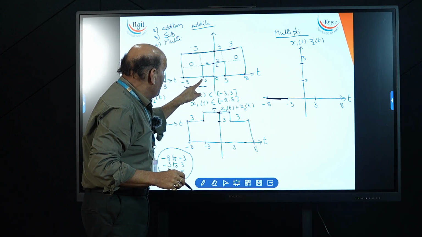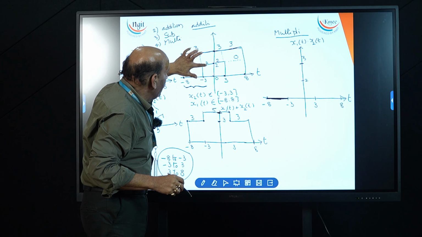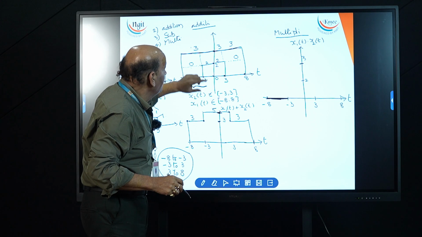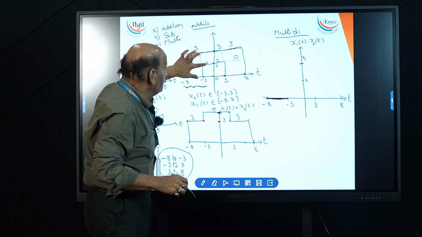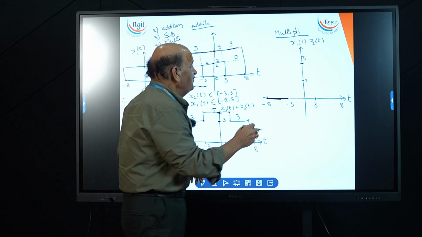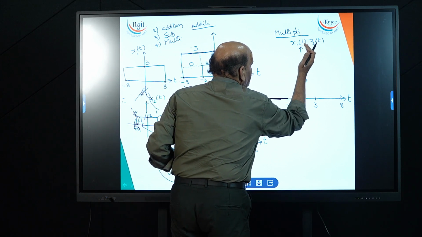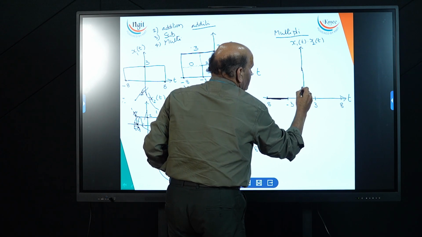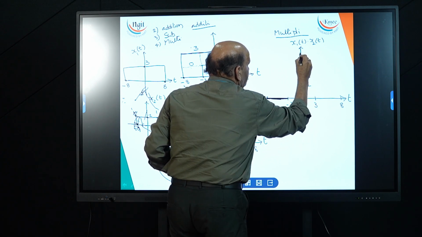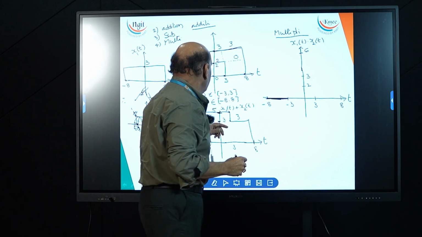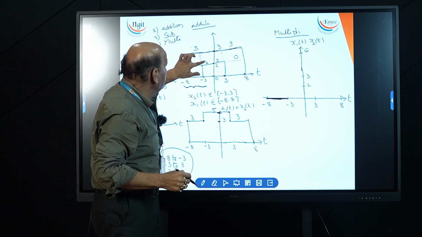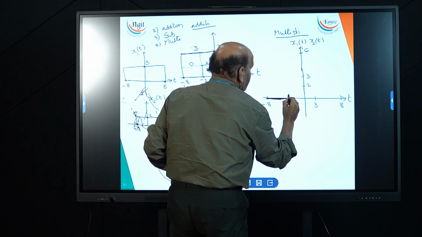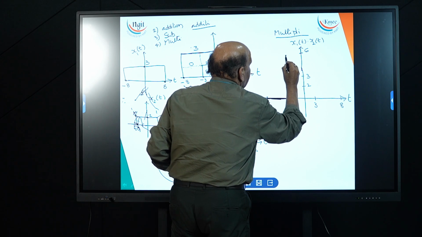Now, from minus 3 to 3, how much? 2 times 3. 2 times, in the previous case, what we did? 2 plus 3 equal to 5. But this operation is multiplication. So, 2 into 3 equal to 6. So, now we have to make it, for example, this is 2, this is 3, this is 6. Now, from minus 3 to 3, 2 times 3, how much? 6. Suddenly raises. So, from minus 3 to 3, here it is 6.